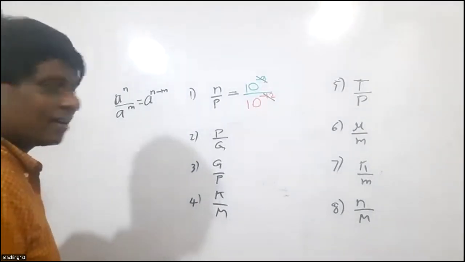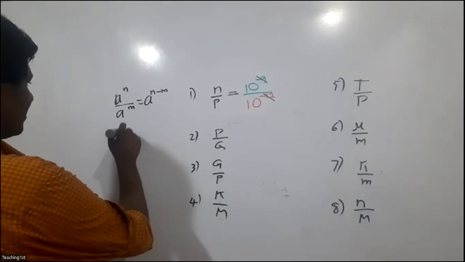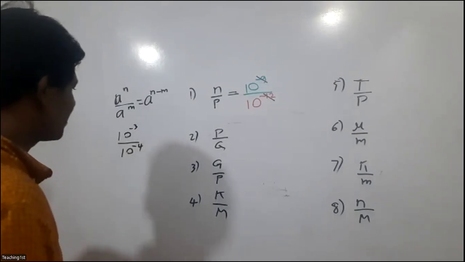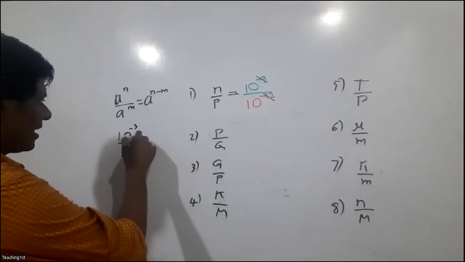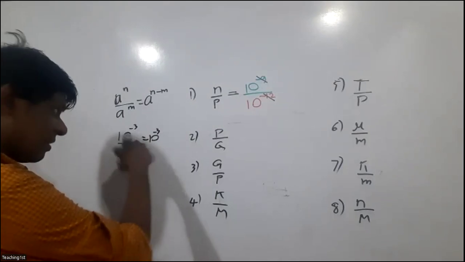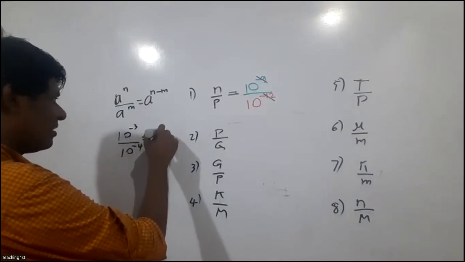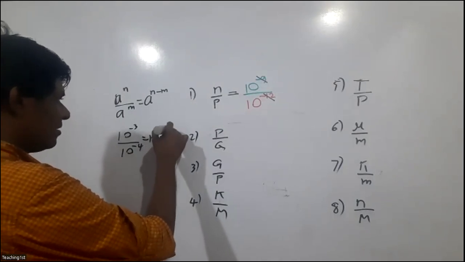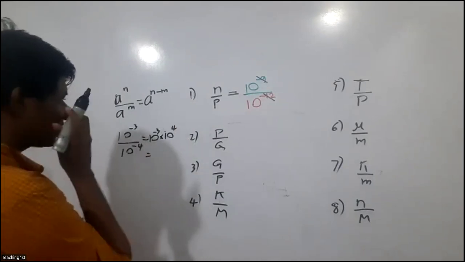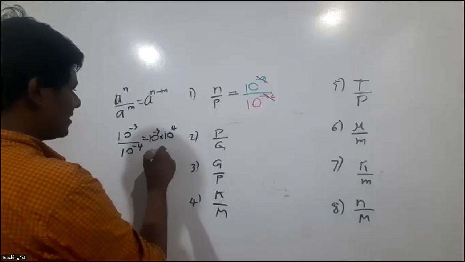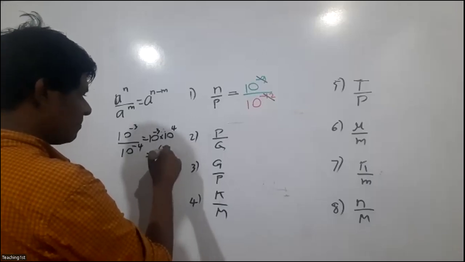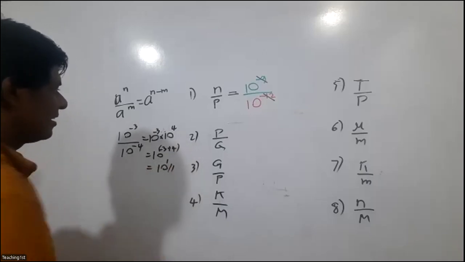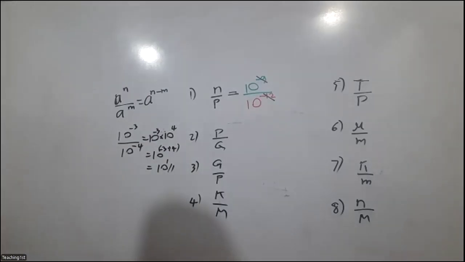As an example, 10 to the power 3 divided by 10 to the power minus 4. What did you do? You did 10 to the power minus 3. Here you bring it to a positive power and you multiplied it by 10 to the power positive 4. Then it was 10 to the power minus 3 plus 4, and you got the answer 10 to the power 1 only. This type of traditional method you did.